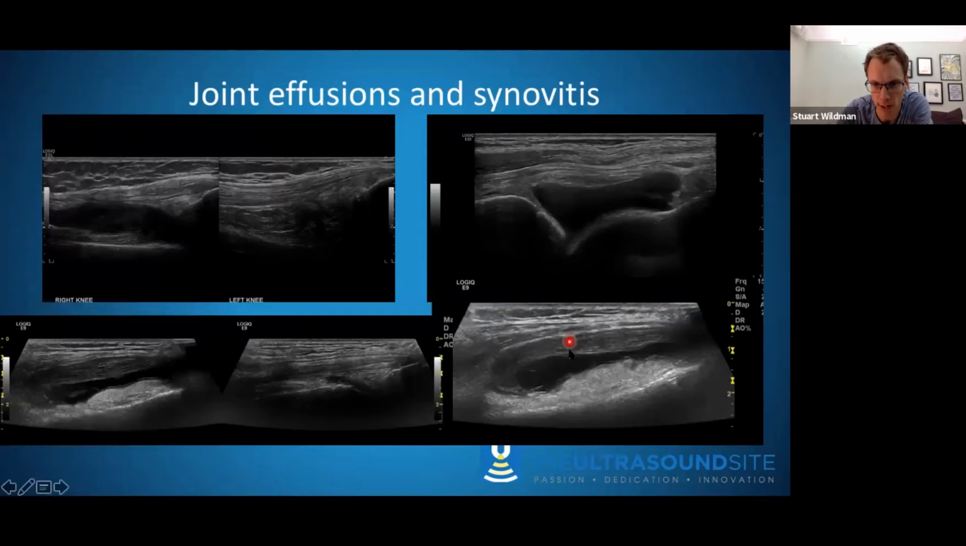But this is interesting, this thickening of the lining of the knee capsule here. This synovial hypertrophy is very, very distinctive in this image for synovitis of the joint. So lots of interesting things you can pick up around joints as well.